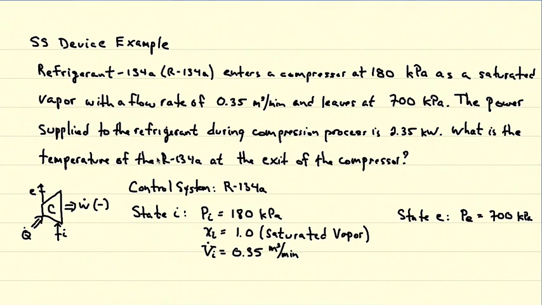Remember that the principle is conservation of mass, not conservation of volume, right? So mass will be conserved through the compressor, but because the R134A's density, or specific volume if you will, is changing through the compressor, the exit volumetric flow rate will be different than the inlet volumetric flow rate.